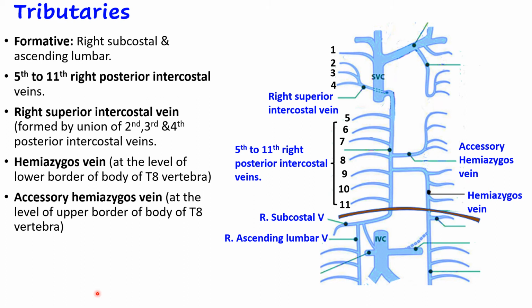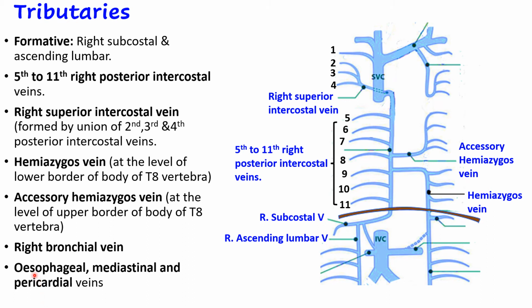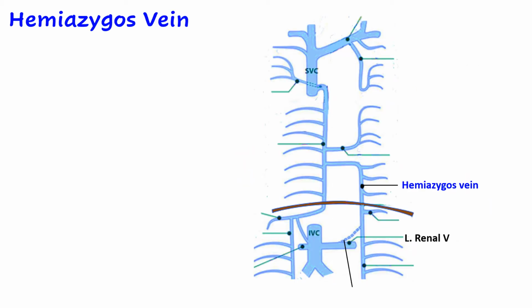Then we have some more veins draining into it, and these are the right bronchial veins, which cannot be seen here. We have already seen the esophageal veins, which drain, then some mediastinal veins and pericardial veins. They are also draining into the azygos vein. So these are the tributaries of the azygos vein.